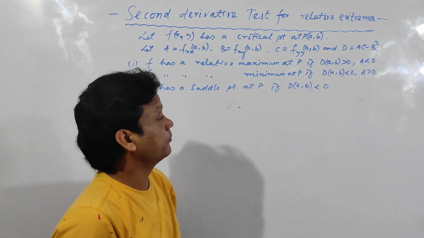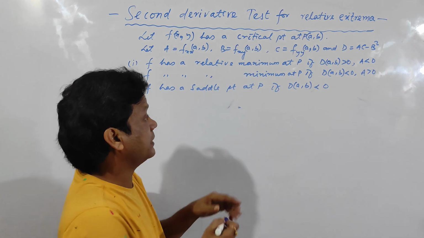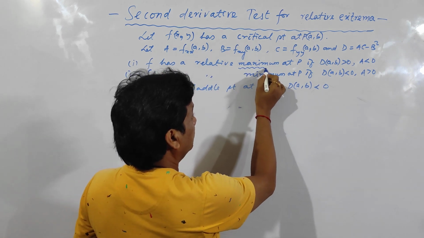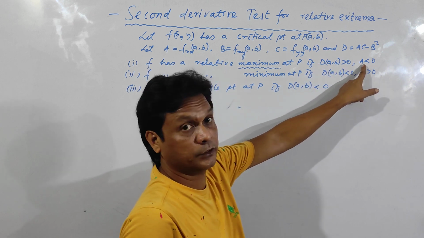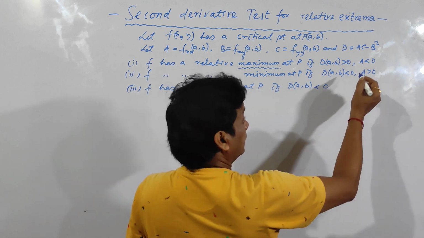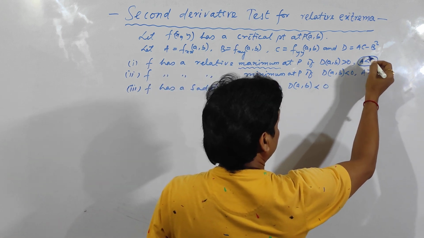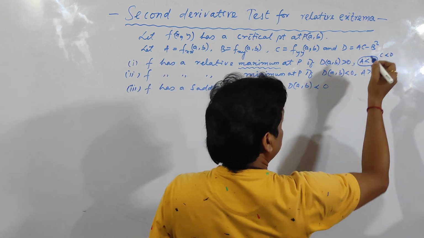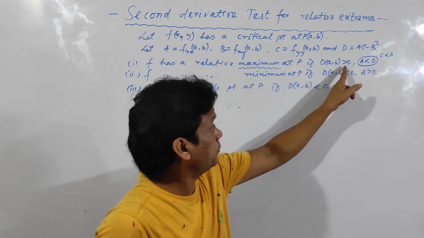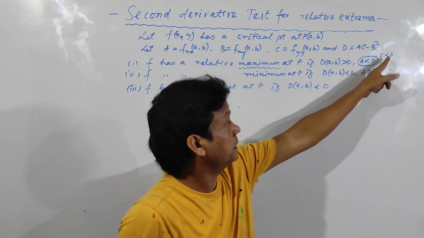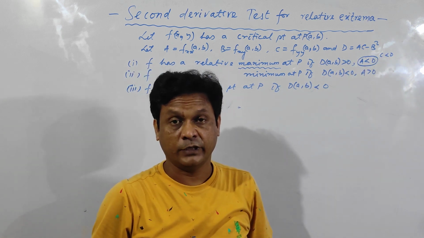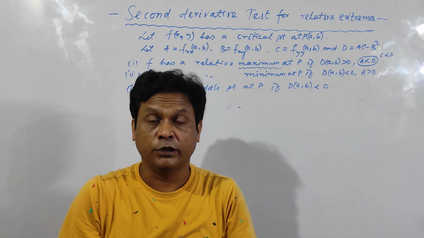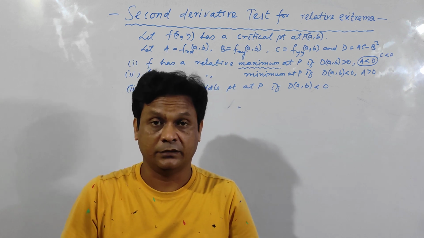And D is AC minus B square. And f has a relative maximum if the discriminant is positive and A is negative. Clear? Also, in place of A, you can write C is also negative. D is positive and C is negative, then also you get maximum. It is not necessary that you should always take A. You can take C also, not B, C.